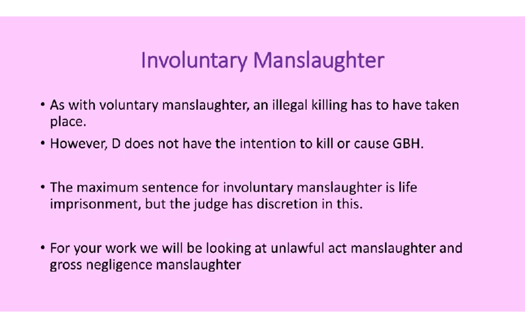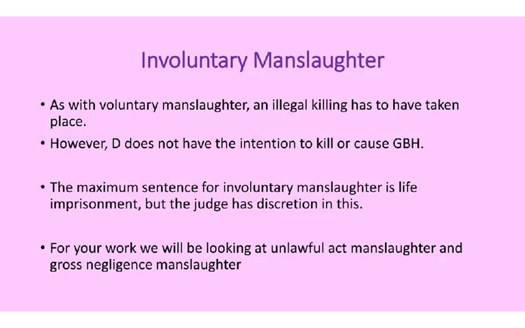So for your last piece of work, we looked at voluntary manslaughter, which included diminished responsibility and loss of control. For this piece of work, we are going to be looking at involuntary manslaughter. As with voluntary manslaughter, an illegal killing has to have taken place. However, D does not have to have the intention to kill or cause GBH.